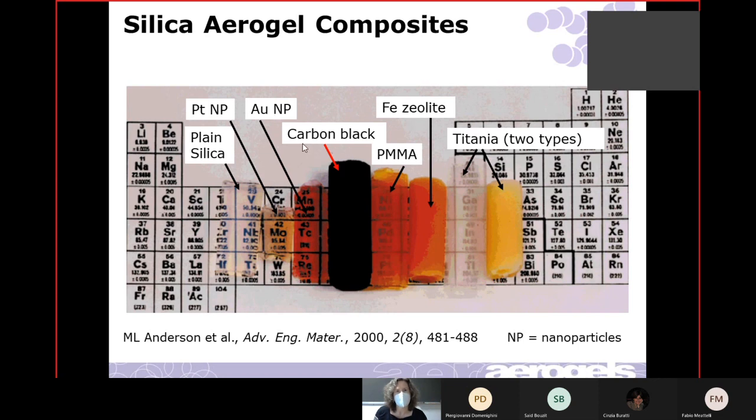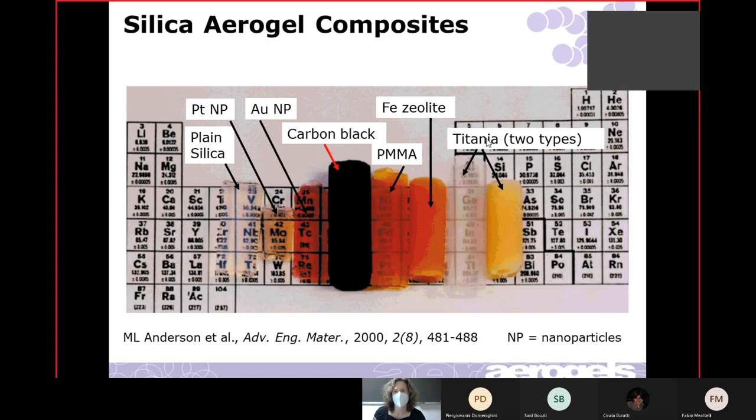Obviously, this is not a transparent aerogel. PMMA, polymethyl methacrylate, that's a very common polymer. Okay. Zeolite containing iron complexes and two different types of titania, just as a way of showing the different things that could happen. Overlaying it with the periodic table is simply to show the transparency of some of these. It doesn't align with what the chemical structures of these are, right? Carbon's over here, for example, right? Titanium's over here.